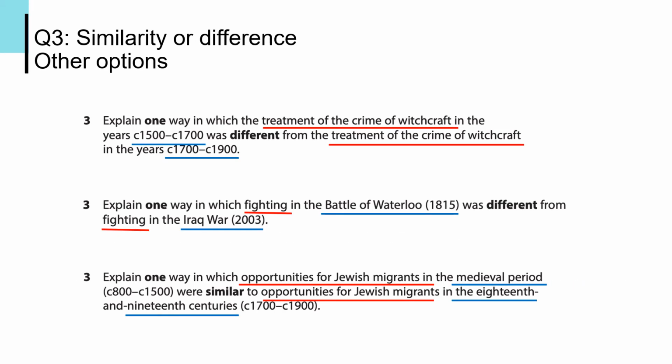Here on this slide, you can see some questions from the other papers available for paper 1. Do take time to read them carefully. They're from the Crime and Punishment, the Warfare and the Migrants in Britain papers. Have a look at your question. These questions are constructed in the same way across all papers. Look for the similarity or difference, what you are being asked to explain, and then the time periods that you are being asked to compare.